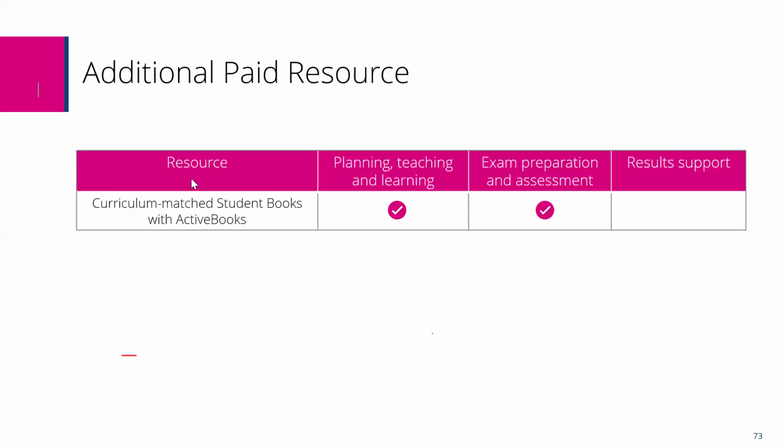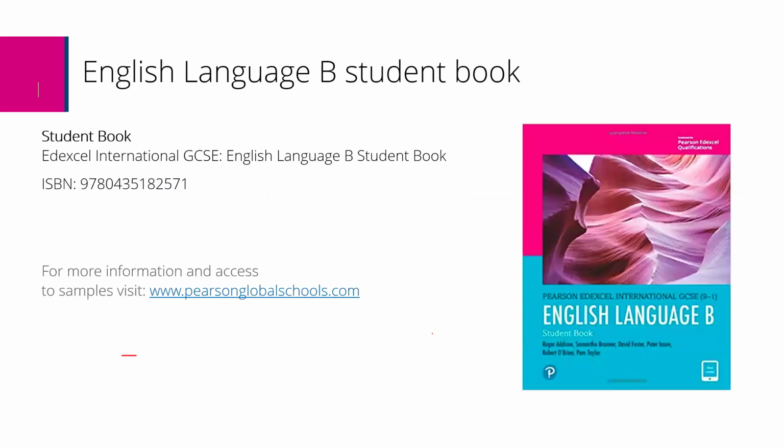So we do have resources available for you, curriculum matched student books and active books. You do not have to use these. There are plenty of other teaching resources that you can use. It's just to say that this student book is available for you, but there are plenty of other places that we've identified a bit earlier on in today's session, where you can find things, and some of you were talking about Twinkl and other resources that you use. So it is available, but you don't have to have it.